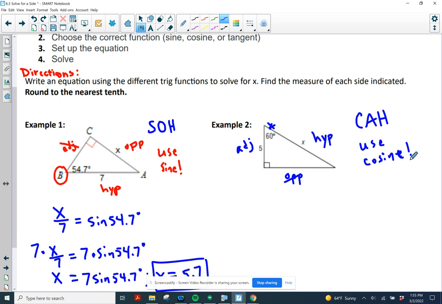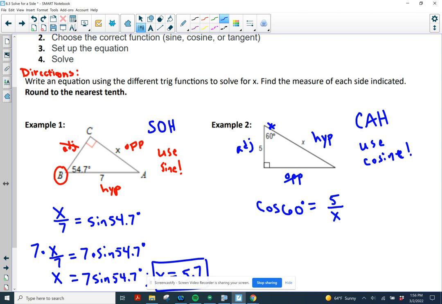Step 3, set up the equation. So we're going to have, for our equation, cosine of 60 degrees equals adjacent over hypotenuse, so 5 over x. And then the last step is solve that for x.